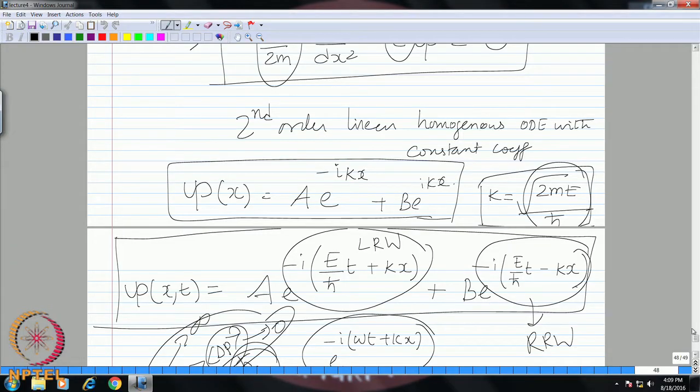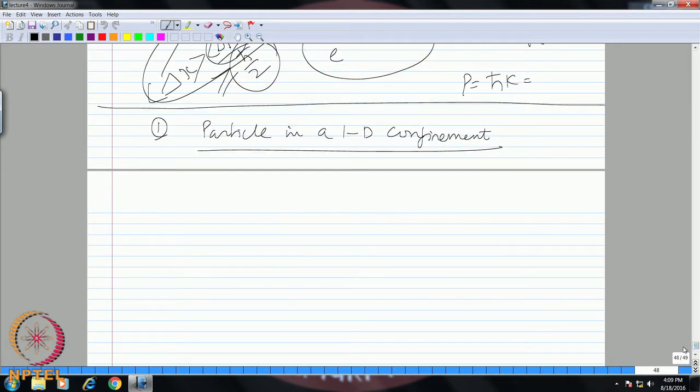So, today's class we will start applying the Heisenberg's uncertainty principle, whatever we have discussed yesterday. We will see how the uncertainty in the momentum and displacement becomes more evident if you look at a confinement.